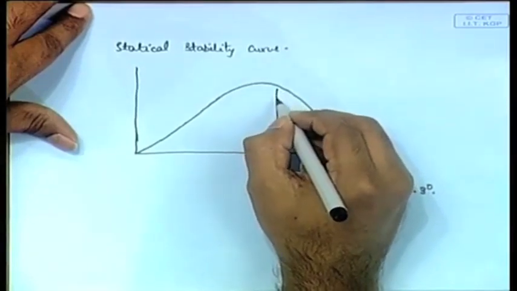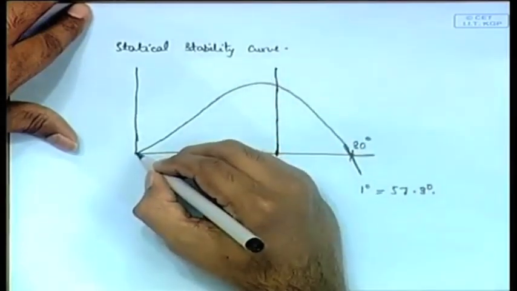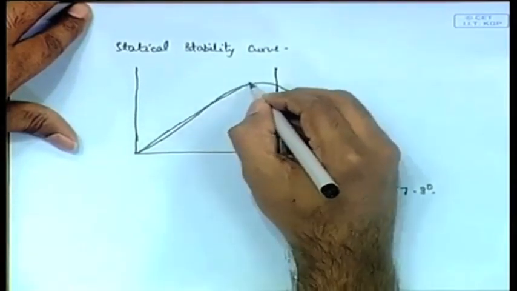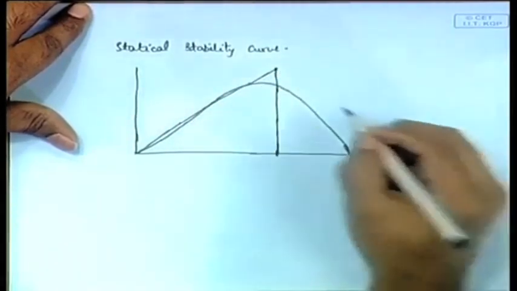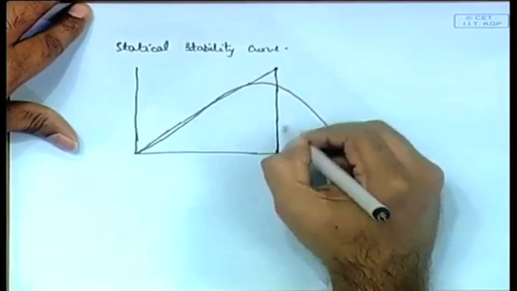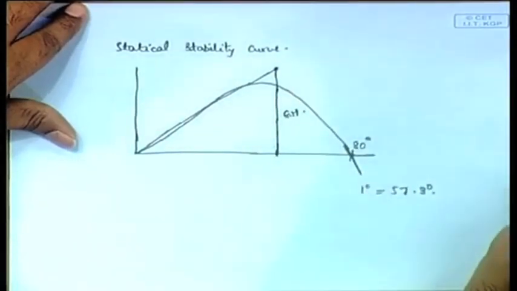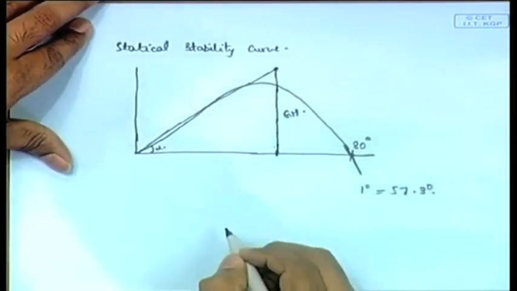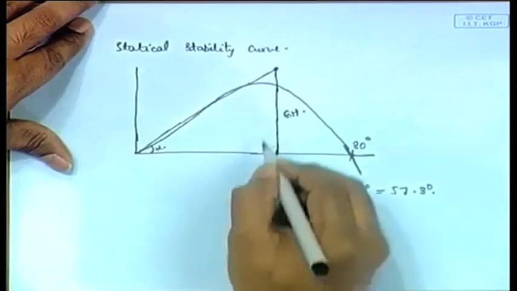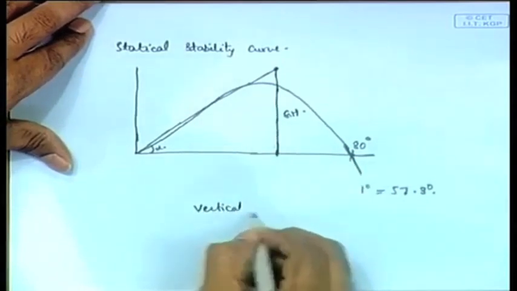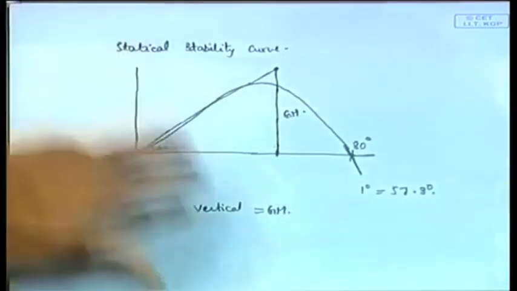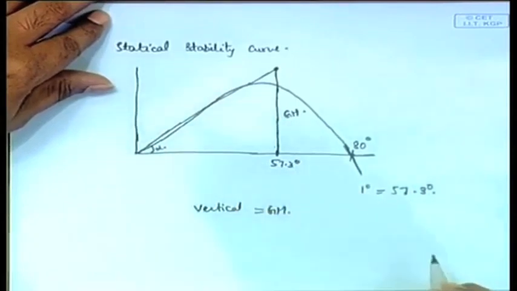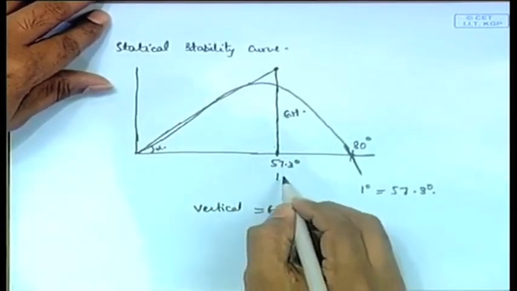and at that point somewhere here, if I draw a tangent, the point at which they intersect, this height will be equal to GM. Okay, this much we derived in the last class. So, this is alpha, and we showed one method of showing that this vertical equals GM, and it is the vertical at an angle of 57.3 degrees, which is equal to 1 radian. No, yeah, this is 1 radian, I think.